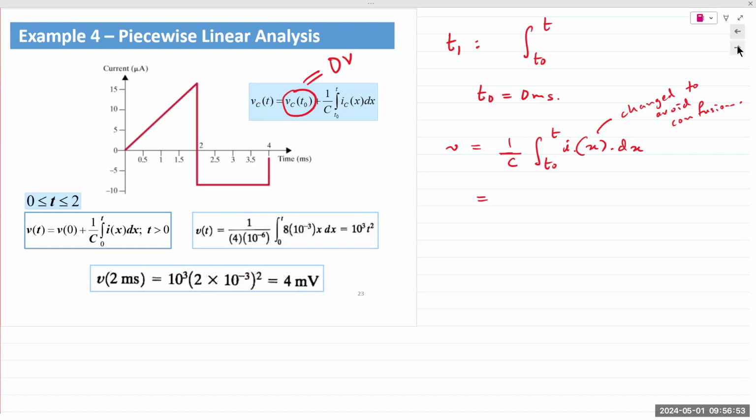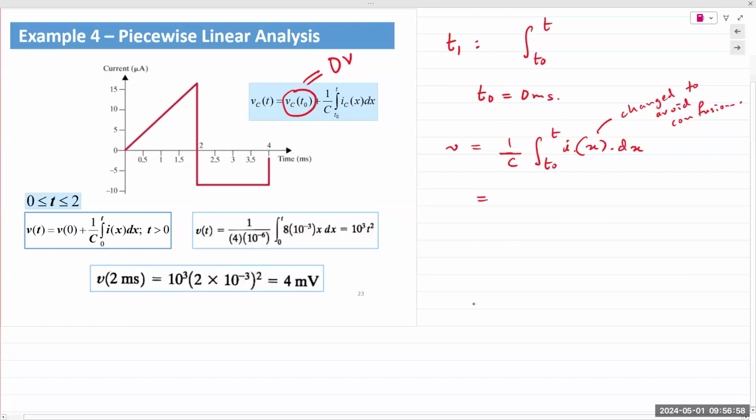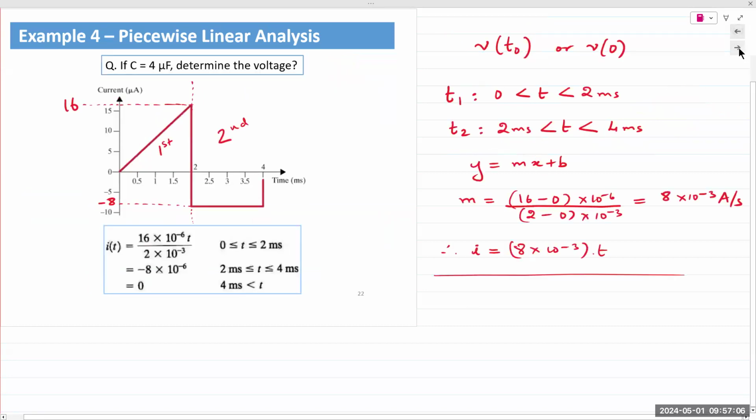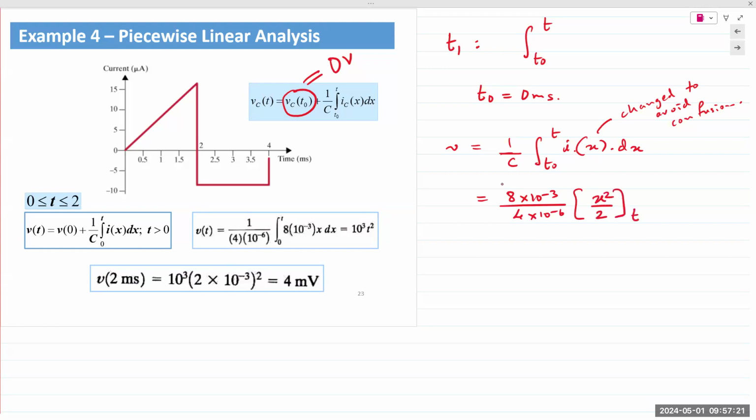All right, capacitor C. What was the value of the capacitor? 4 microfarads. So we have 4 microfarads. And then we also have the slope, current, that is 8 into 10 raised to minus 3 t. So I'm going to bring that outside. Constant divided by 4 into 10 raised to minus 6. And now this simply becomes x squared over 2. Limits of the integral is 0 to t.